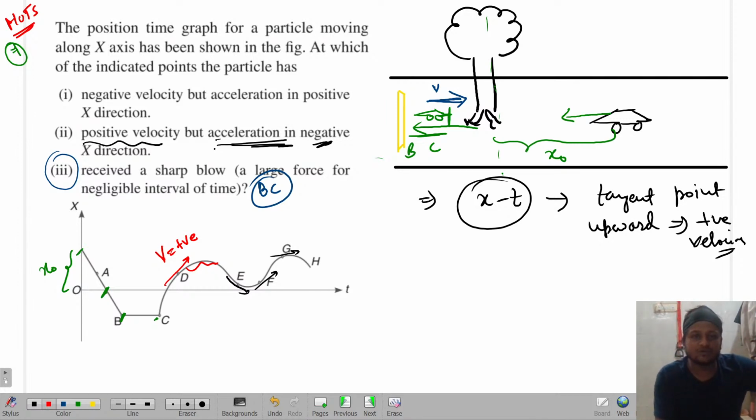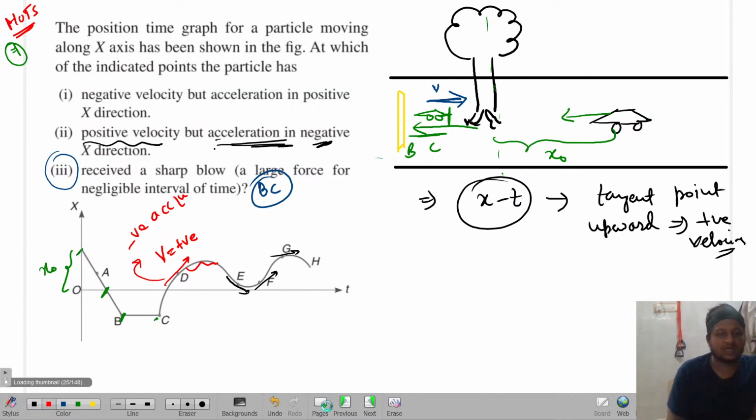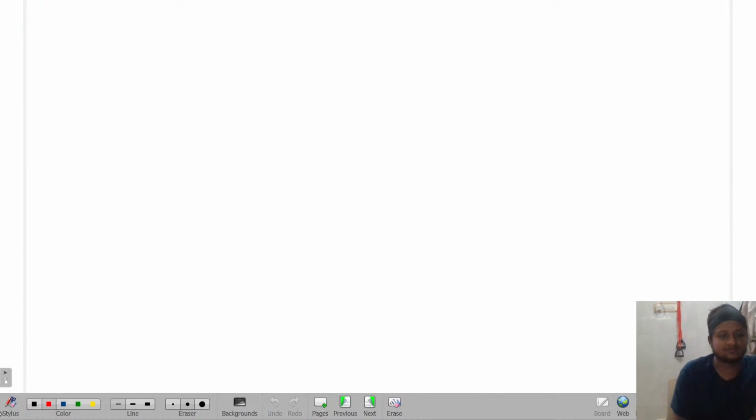So if your velocity is going to decrease, that means what? At point D, what has happened? You have a negative acceleration. Yes or no? I can't hear anything. Everyone is silent. I feel it is lost.